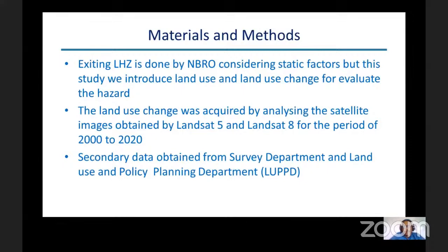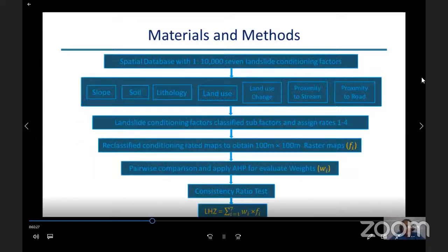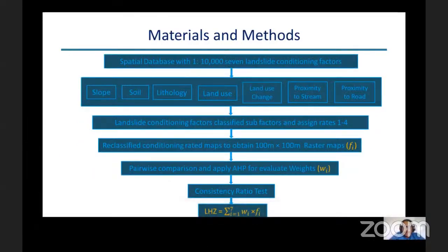For that, we used landslide satellite data from 2000 to 2020 as our primary data. Then we obtained our secondary data from the Survey Department and the Land Use Policy Planning Department. As the first step of this study, we prepared a database of landslide conditioning factors. We used 7 landslide conditioning factors in this study, including land use and land use change.